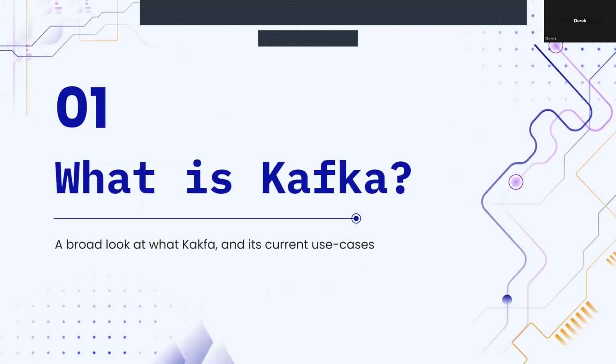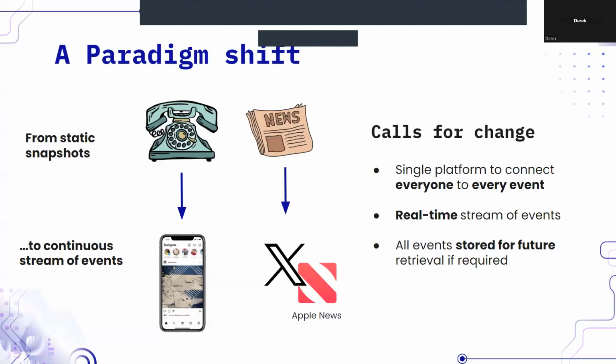So first, what is Kafka? It's a broad look. We'll look at it, and we'll also look at some use cases that people have used it for in the industry today. To talk about why we would need it, we first have to talk about a shift that we've had recently. I found this analogy online, and it's pretty interesting. Think of it as before, we had static snapshots of certain things. For example, we would call our friends once in a while, right? Nowadays, we have continuous events.